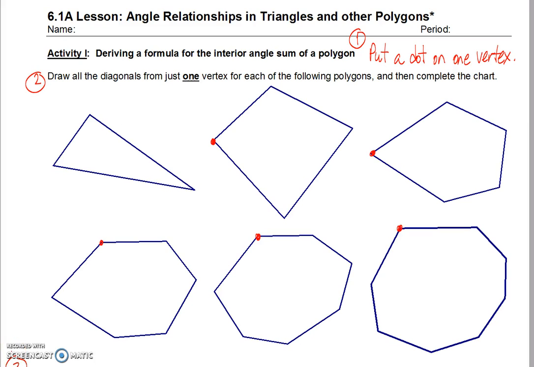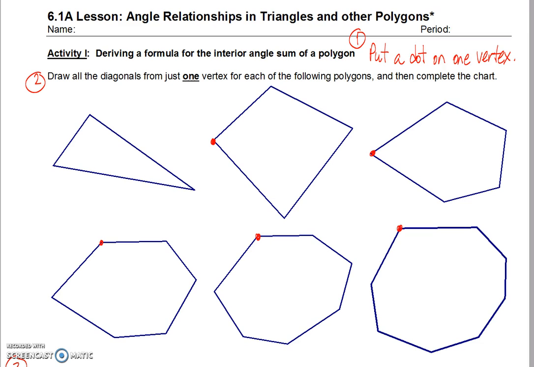Hi, it's Mrs. Leeson on a rainy Sunday afternoon, and ready to talk to you about the 6.1a lesson, Angle Relationships in Triangles and Other Polygons. So the first thing that we're going to do is activity number 1, which is deriving a formula for the interior angle sum of a polygon.